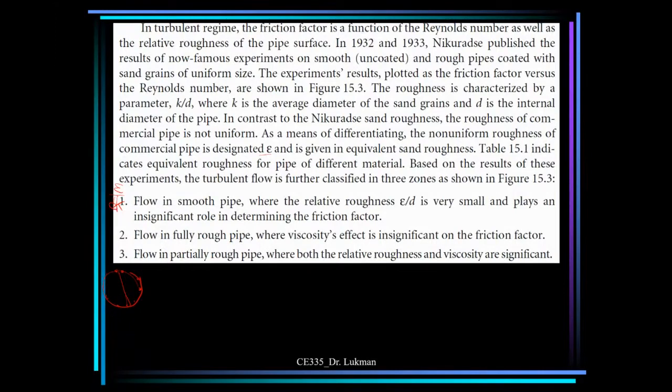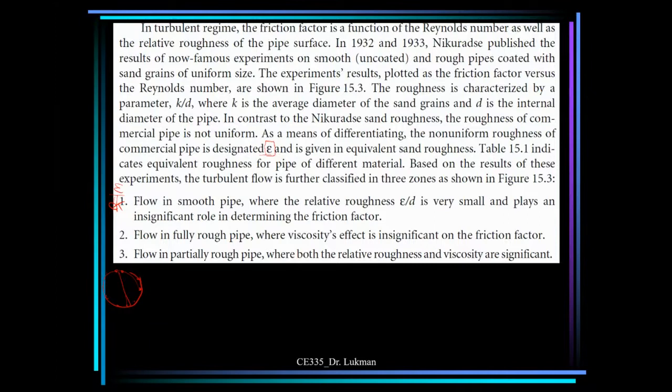Epsilon over D is given in equivalent sand roughness. Table 15.1 indicates the equivalent roughness of pipes of different materials. Epsilon indicates the roughness level of the pipe, the inner side.